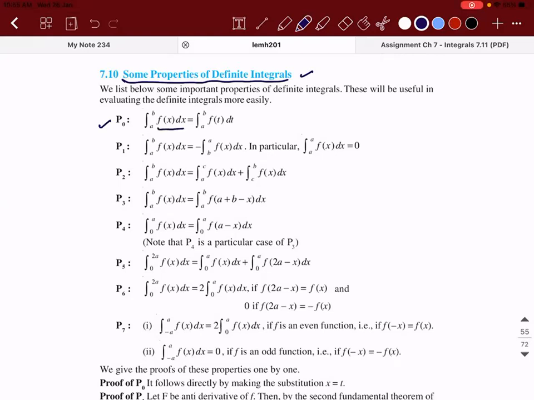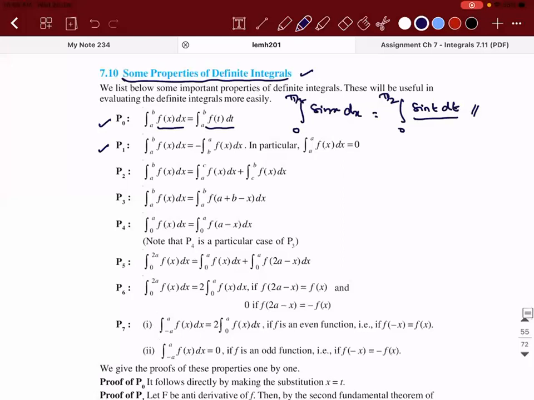So integral of a to b f of x dx, it says that it is the same as integral of a to b f of t dt. Means, let's say you are integrating a function 0 to pi by 2 for that matter, sin x dx. It is the same as integrating 0 to pi by 2 sin t dt. They both mean the same. Okay, because if you try to calculate the end result, you are going to get the same value.